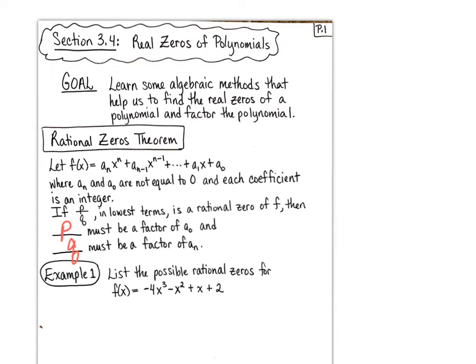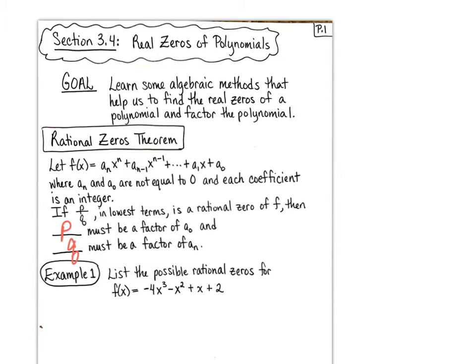So what this is saying is if you have a polynomial of degree n, then your rational zeros are of the form p over q. The p values come from the factors of your constant. Your q values come from the factors of your leading coefficient. Okay?